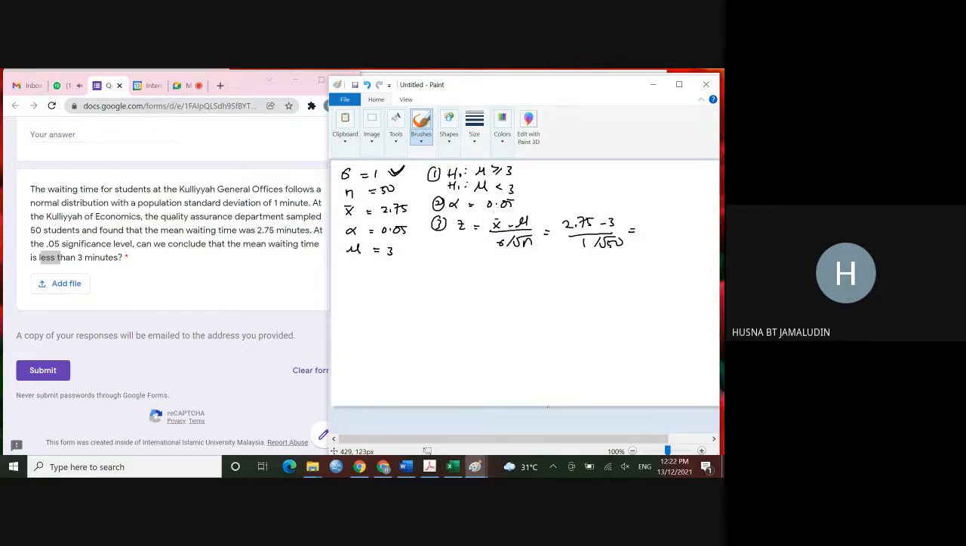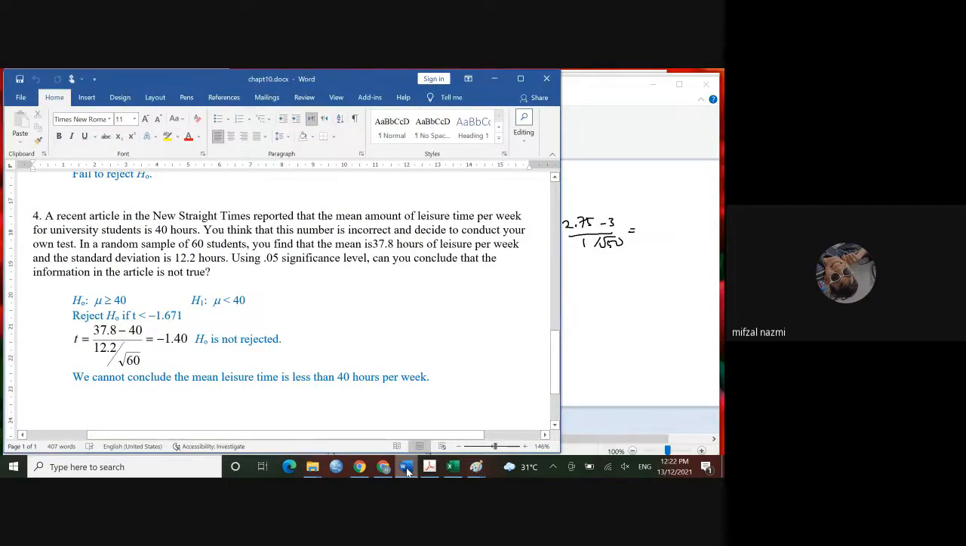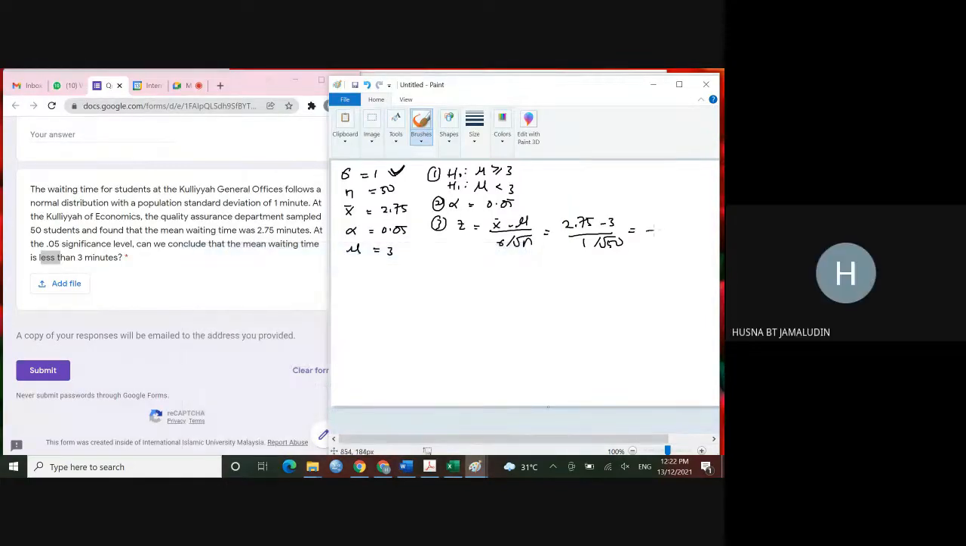Anyone? My calculator is in my room. So can you compute this? Negative 1.76. Negative 1.76. Okay. So this is your Z, and the next step is number 4, your CV.